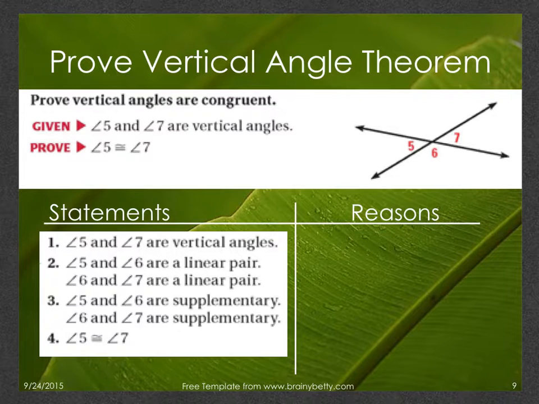All right, let's see if we can prove the vertical angle theorem. So this says, given angle 5 and angle 7 are vertical angles, prove that angle 5 is equal to angle 7 without using the vertical angle theorem. So we're going to prove the vertical angle theorem. What would be 1? Angle 5 and angle 7 are vertical angles. Given. Number 2 says angle 5 and angle 6 are a linear pair, angle 6 and angle 7 are a linear pair. Good. Definition of linear pair.